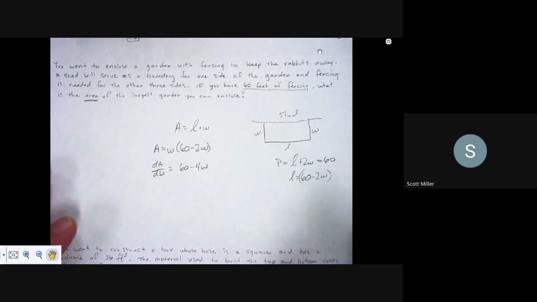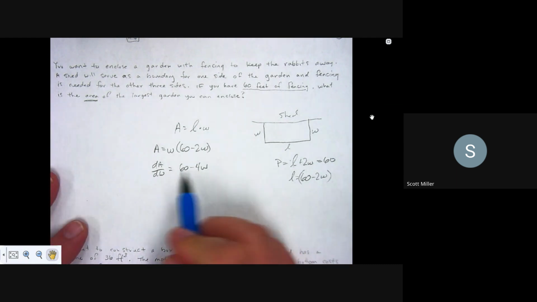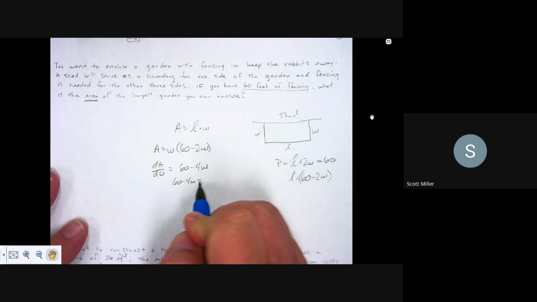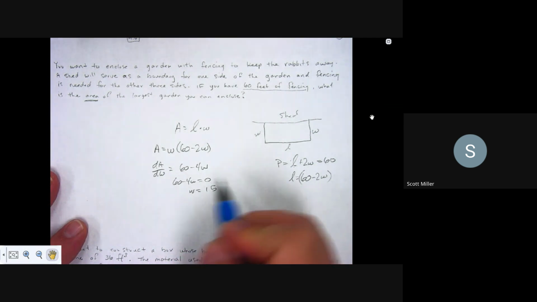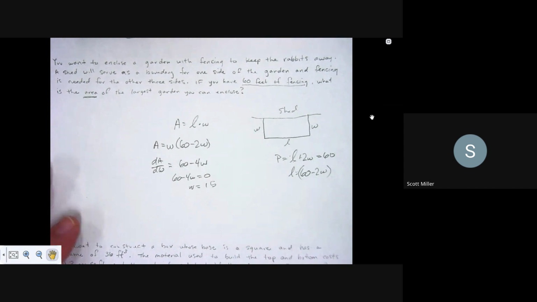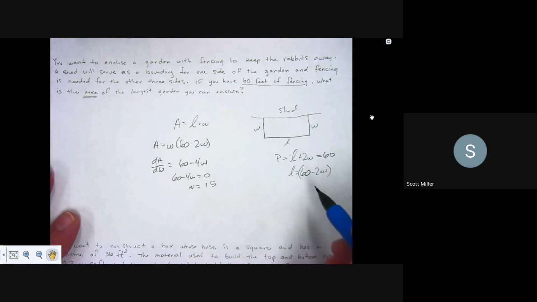Well, now I need to find out where this thing is equal to 0 or undefined. It's a polynomial, so it's defined everywhere. So when is 60 minus 4W equal to 0? Well, when W is equal to 15. And that would be my critical point. Okay?